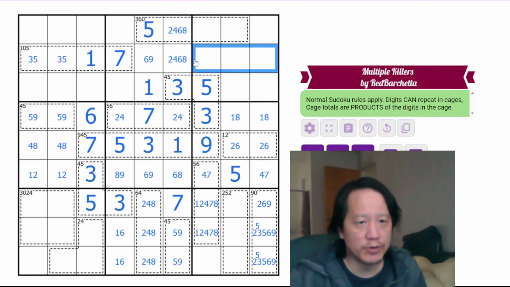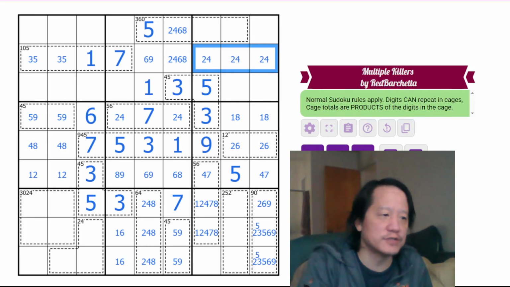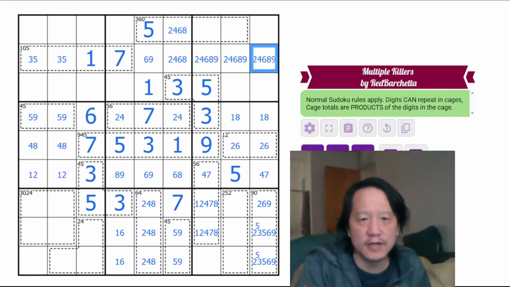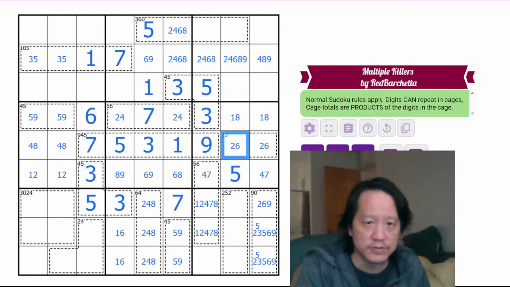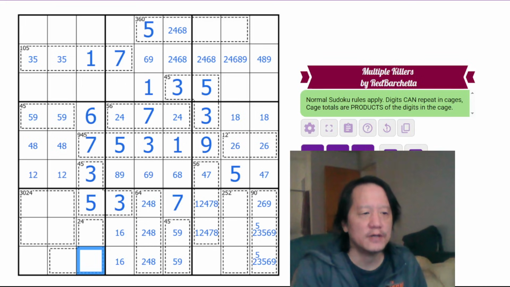These digits cannot be 1, 3, 5, 7, so it's 2, 4, 6, 8, and 9. Obviously, this can't be 9. This can't be 2 or 6 because of the 2. One of these is 2 or 6, and this is 2 or 6. What else do we have? I don't think we have anything.